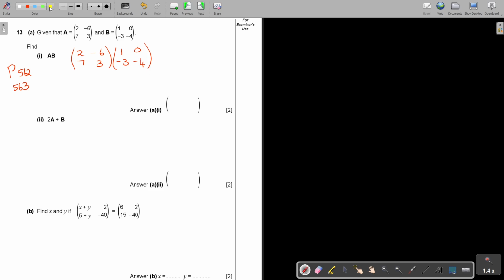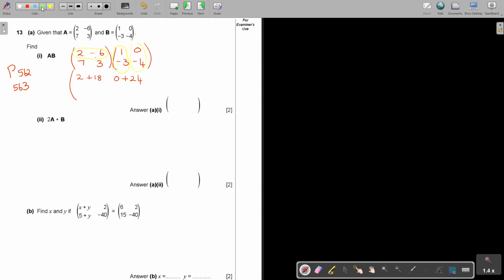Okay, now how do I multiply? Remember, I multiply the first one with the first one, and the second one with the second one. So 2 multiply 1 is 2. Negative 6 times negative 3 is positive 18, and that will become a number. Then I multiply with this one. Then 2 times 0 is 0, and negative 6 times negative 4 is 24.